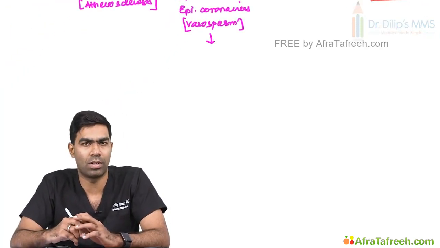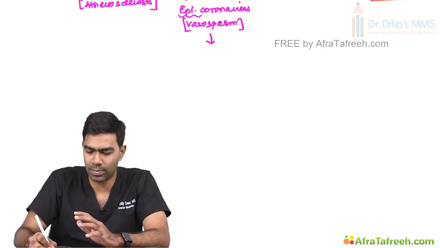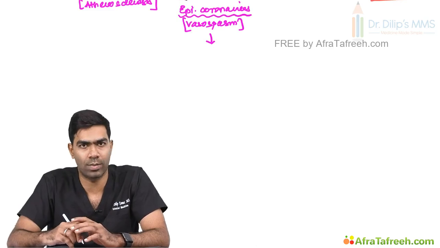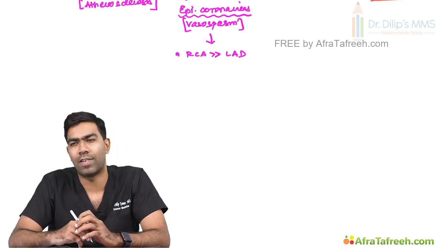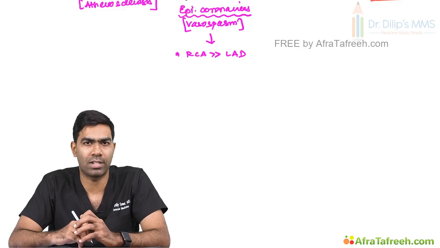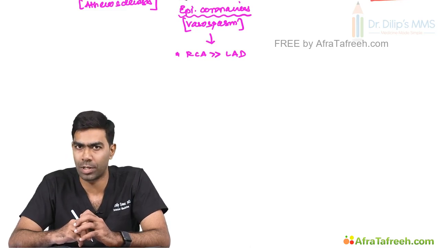Of course, we know Prinzmetal angina is basically due to vasospasm of the epicardial coronary vessels, and the most common vessel that is affected is the right coronary artery followed by left anterior descending artery, even though vasospasm of multiple vessels simultaneously in susceptible individuals is not very uncommon.